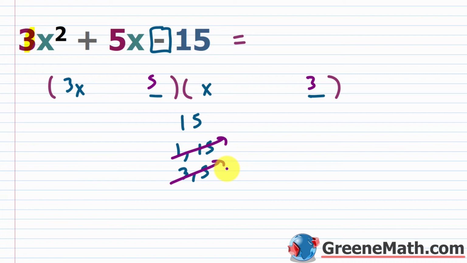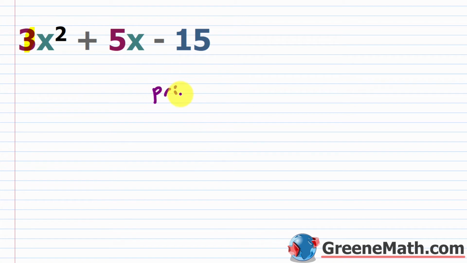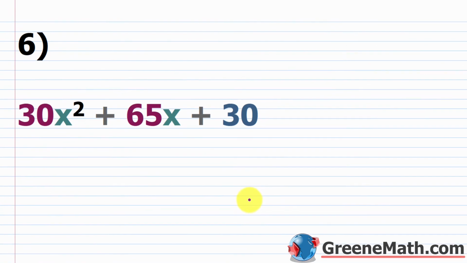You cannot factor this using integers. So let me get rid of this, and we'll say that this is a prime polynomial. Some textbooks will call this irreducible. All right, let's look at problem number 6.